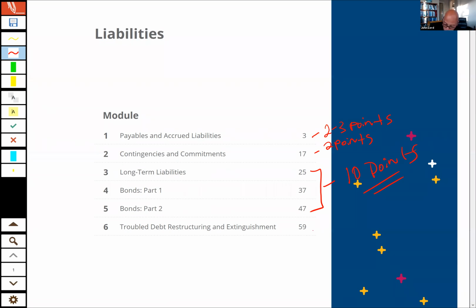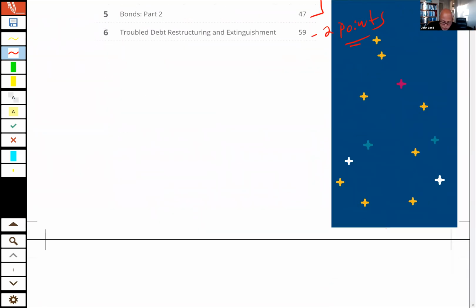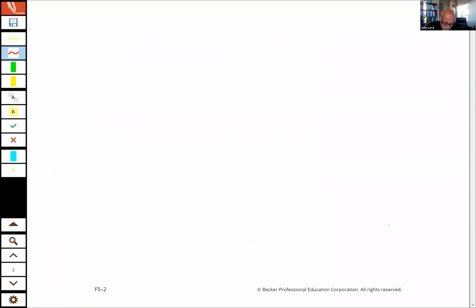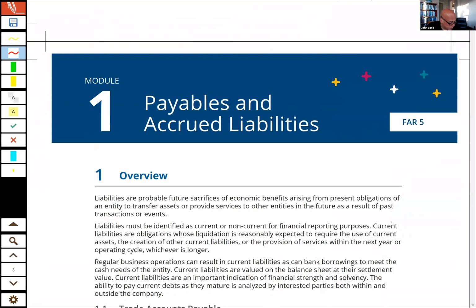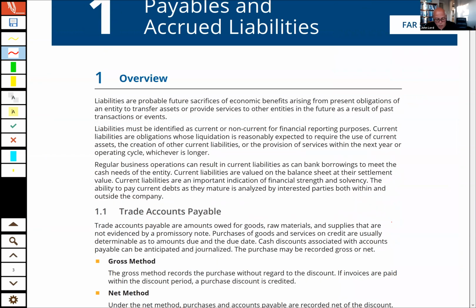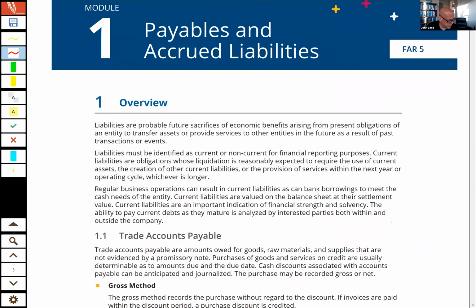And then we'll finish up with a lighter area dealing with troubled debt restructuring. That's about 2 points, just a light coverage there on the exam. Okay, good. So let's see if we can get through at least this first couple of modules. We start talking about how to handle our payables and accrued liabilities.